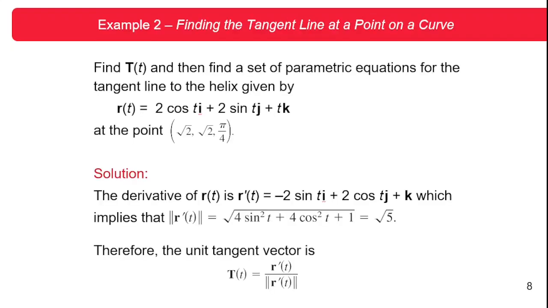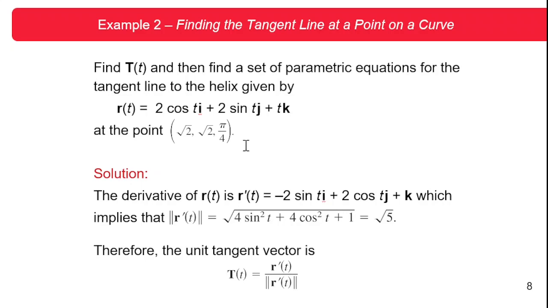helix. Okay, so as an example, suppose we are asked to find the unit tangent vector denoted by T(t), and then we need to find a set of parametric equations for the tangent line to the helix given by this equation. r(t) is 2 cosine t times i plus 2 sine t times j plus t k. At this point, (√2, √2, π/4).